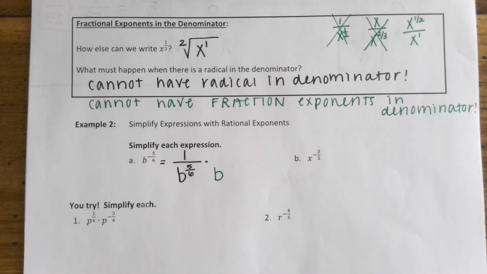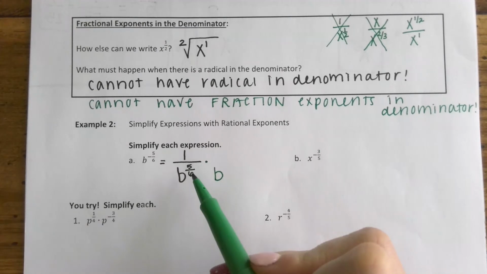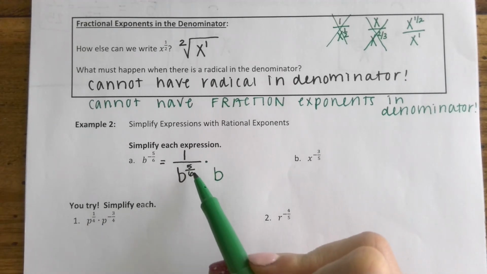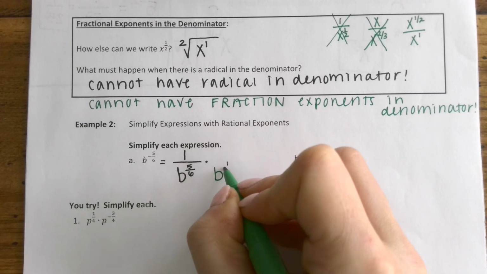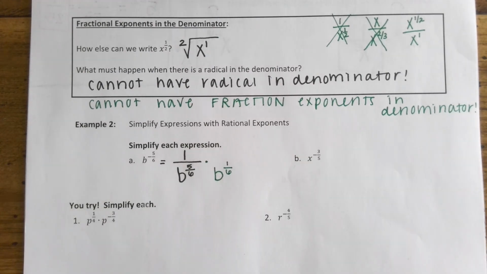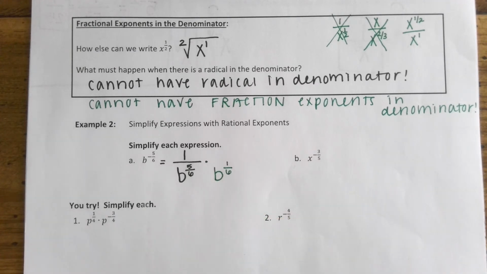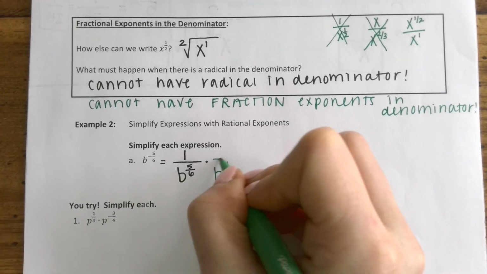I already have 5 out of the 6. If I think of this as like a pizza, I already have 5 out of the 6 pieces. My goal is to make this a whole number. In order to make it whole, I would only need 1 more out of the 6. So I'm going to multiply by b with an exponent of 1/6. If I multiply by that on the bottom, I also need to multiply by the same thing on the top of my fraction.